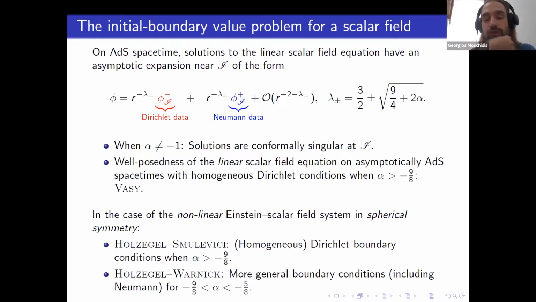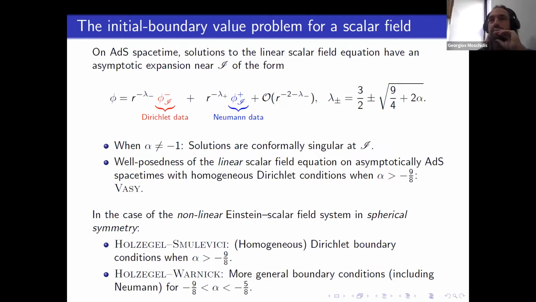Now, when alpha is not equal to -1, those powers here will not differ by an integer. Therefore, this is not a regular expansion at infinity. Nevertheless, we will still call this part of the expansion the Dirichlet data and that part here the Neumann data. And when we want to prescribe, let's say, 0 Dirichlet data at infinity, we're just going to assume that this part of the expansion here is decaying sufficiently fast near infinity. And similarly for Neumann data.